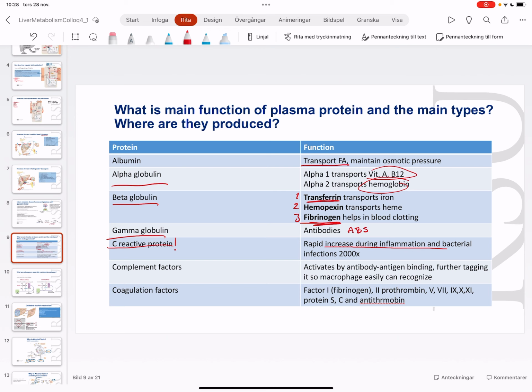And then we have complement factors. So when an antibody binds to an antigen, a complement factor will see this, and then it will go and attach itself to that complex, so that it will flag to the macrophages to come and eat this antigen. And then we have coagulation factors, which are also plasma proteins, so factor 1, factor 2, etc.